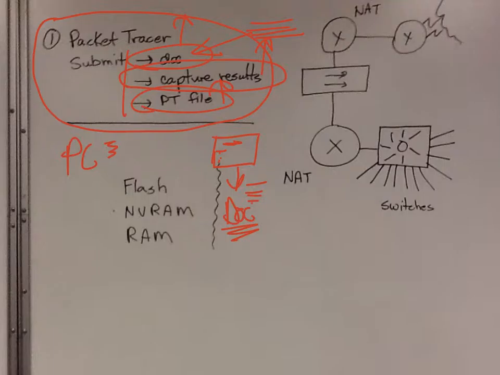We talked about routers, Flash, NVRAM, and RAM. You should know those. Flash has the IOS. We talked about the startup config in NVRAM, and then the running config, what the router's actually using, is in RAM, similar to a PC.